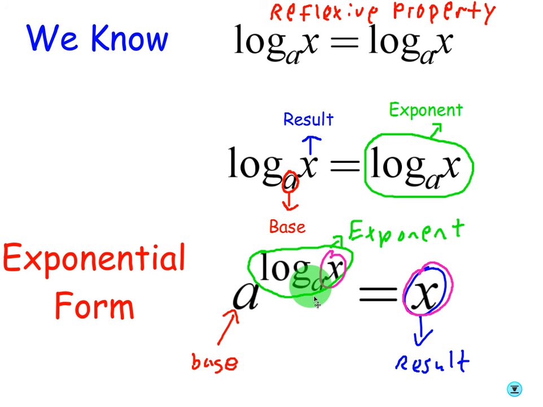Basically, this base a with this log base a cancels. It just goes back to converting between exponential form and logarithmic form. So if bases are the same, then the answer is the exponent? If the bases are the same like this, then it's whatever's inside the log. Okay? It would actually be your result.